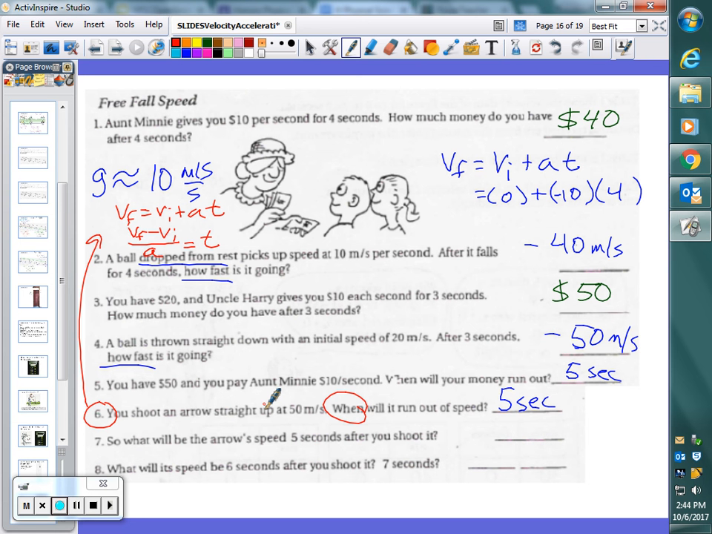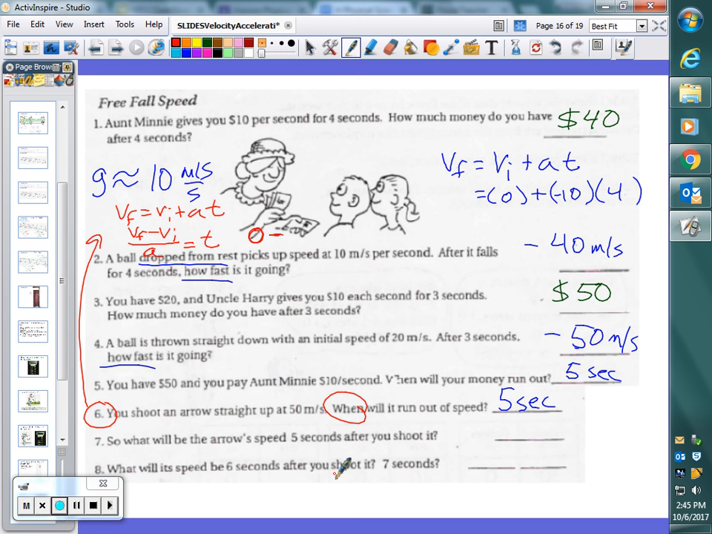Does that make sense? How I rearrange that equation? Is that good? So, the final velocity of this trip is equal to what? When is this trip of shooting the arrow into the air over? When it hits 0.